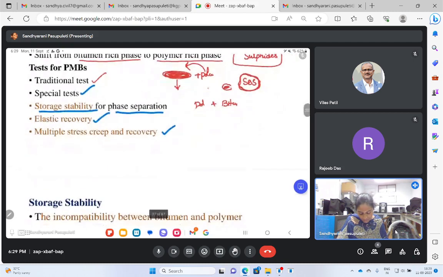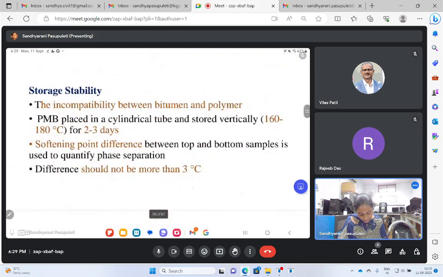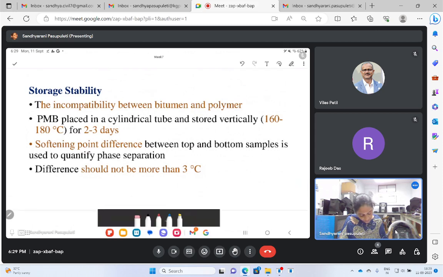So these are the three major tests. To understand the storage stability, the basic thing is, let us say we have the bitumen. In this we have bitumen plus polymer. Now I will heat this. So what happens? Bitumen and polymer will be mixed homogeneously. Now I will heat this and keep this solution around 163 degrees for 48 hours.